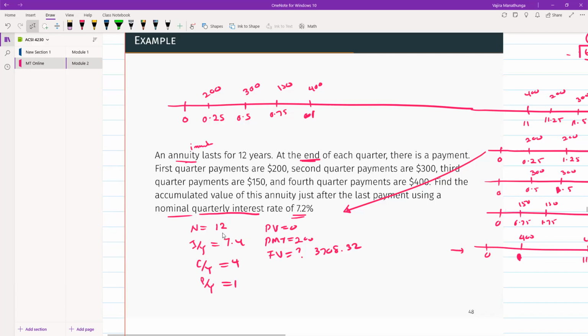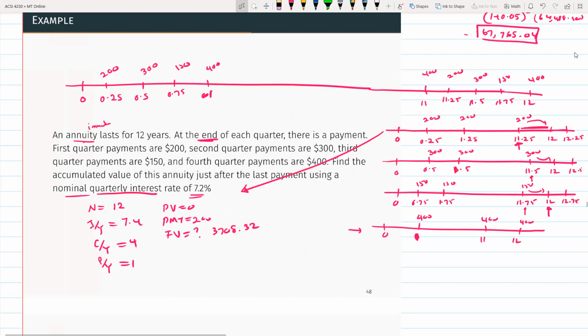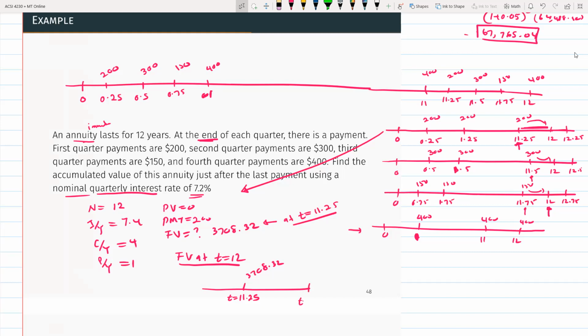Okay, so now we have to be careful. So let me full screen. So this is on at what time point? At t equal 11.25. Okay. So then future value at t equal 12. Okay. So what you do? So on t equal 11.25, value is 3008.32. And then here is t equal to 12.